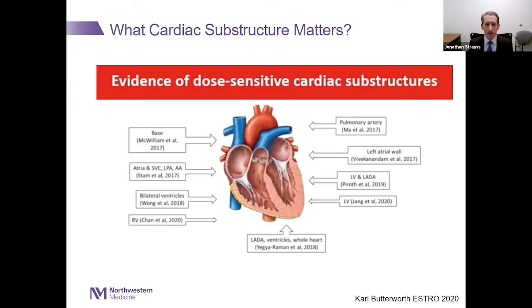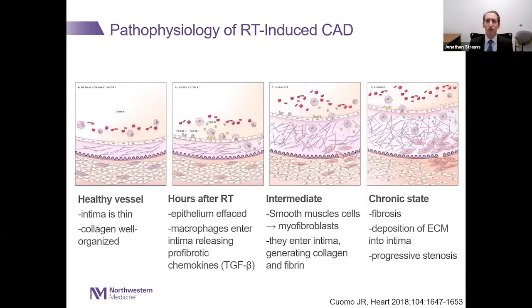I want to now use this time to drill down a little bit more about what we know about cardiac substructures and their individual dose sensitivity, and which are the cardiac substructures that may be most at risk. A lot of what we're going to talk about is coronary artery disease. Here are some schematics that look at the coronary arteries and what happens to them after radiotherapy. We start by looking at a cartoon of a healthy coronary artery. The intima is thin, the collagen is well organized.